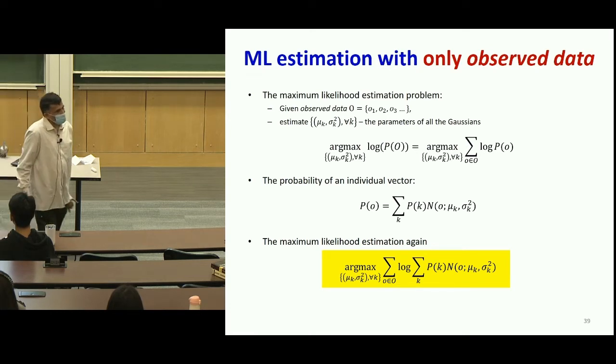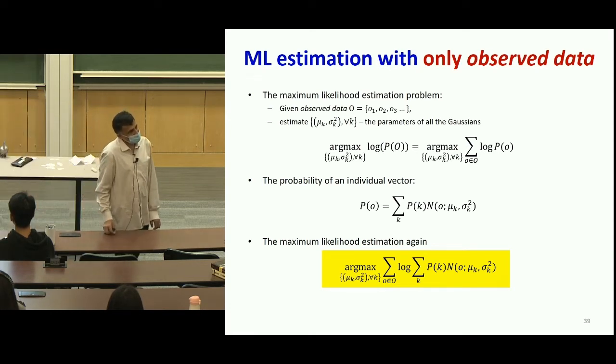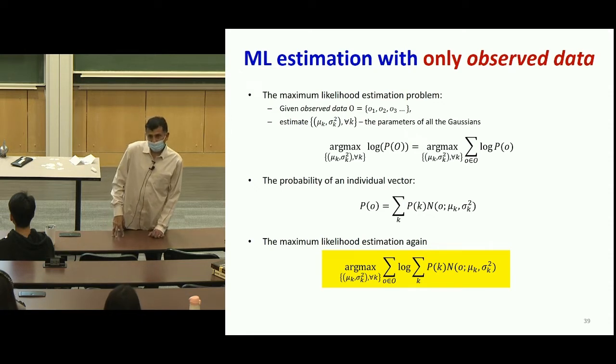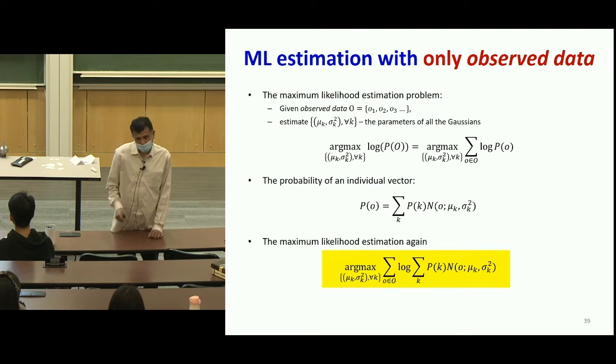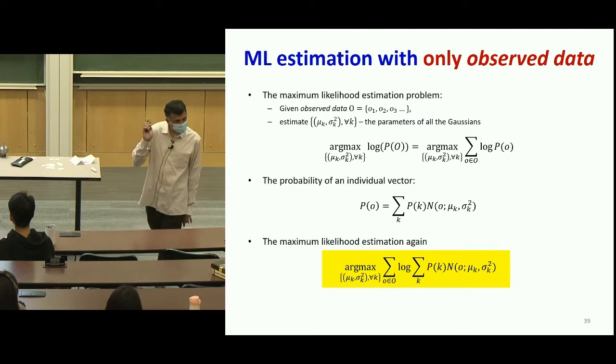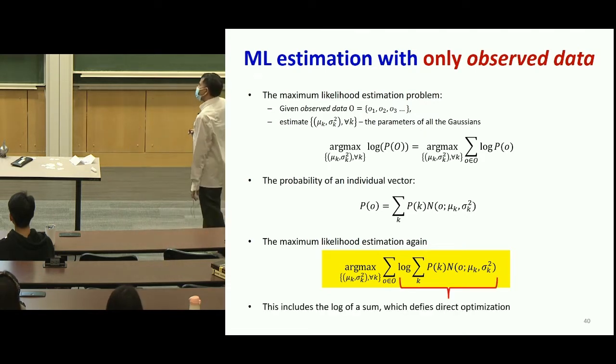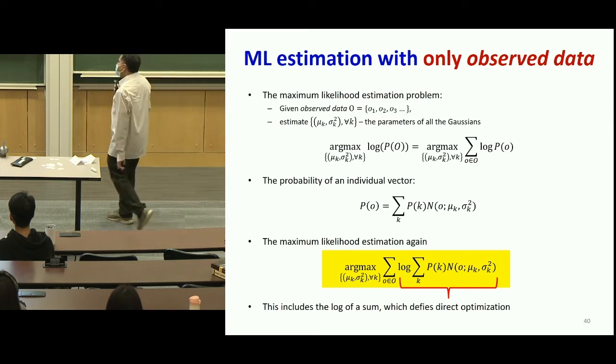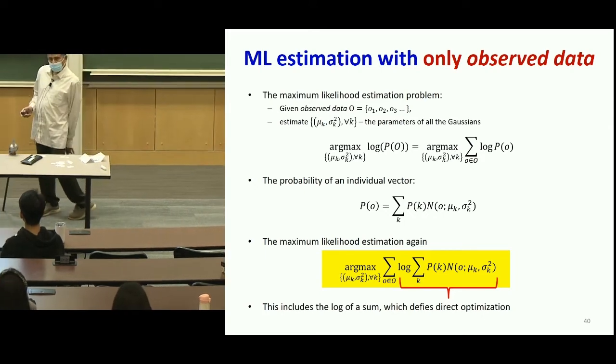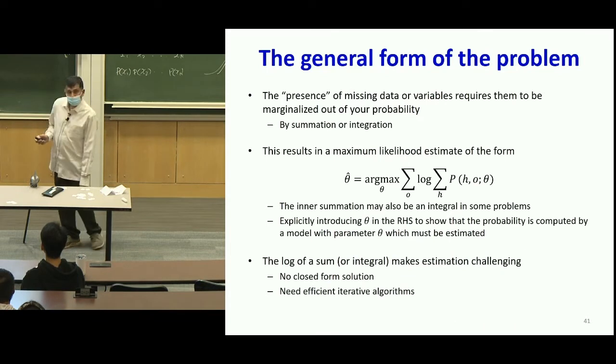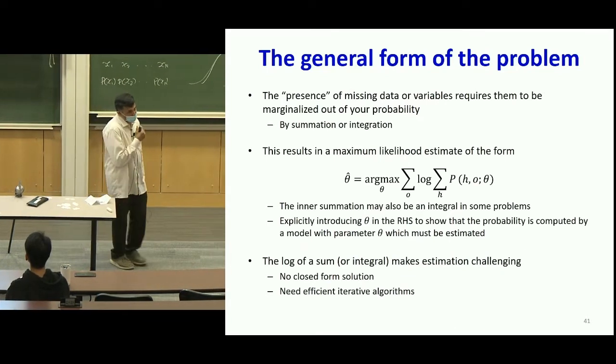And once again, if you're asked to maximize something that has a summation inside a log and asked to do it directly, that's not a nice problem. And if somebody gives you the problem, they're not being nice to you, right? So this includes the log of a sum, which defies direct optimization. And so you need to have some alternate solution.